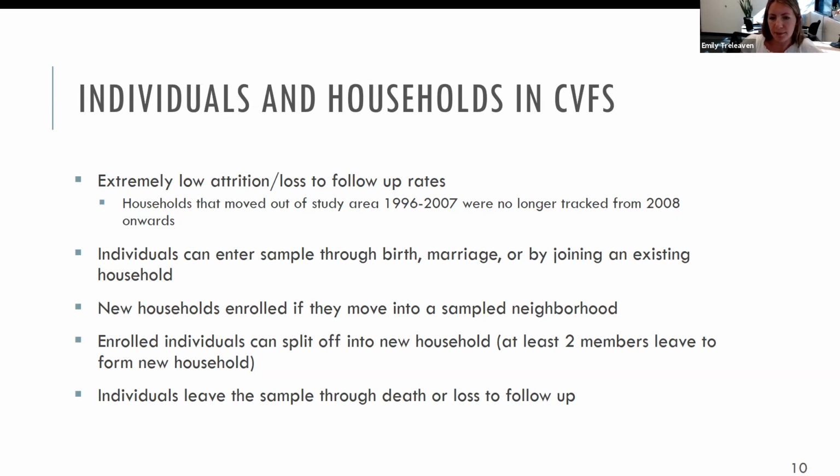Individuals can leave the sample through death or loss to follow-up. And I want to remind you that since we do follow individuals regardless of their location, we think about this as true loss to follow-up, not just moving out of the study area. So given all of these changes to the panel over time, when you merge individual or household files from 96 to 2008 to 2016, you should never expect a one-to-one merge due to attrition and enrollment. The panel is changing over time.